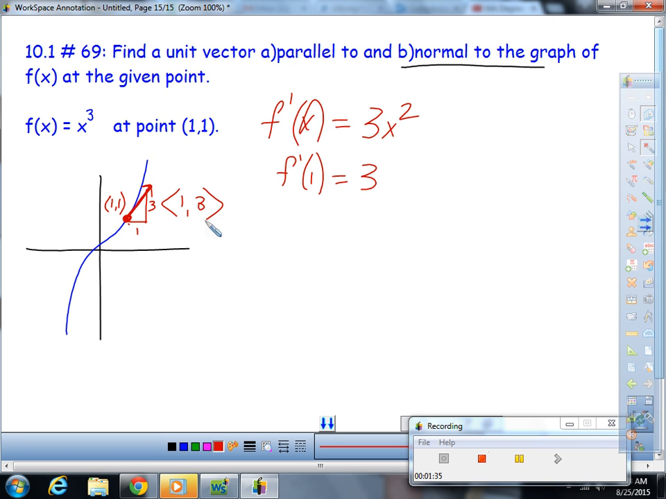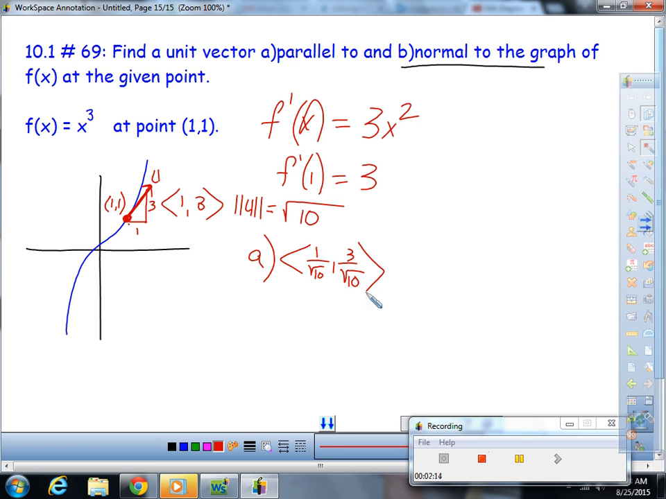So the magnitude of that, let's just call this vector u for now. The magnitude of u is the square root of 1 plus 9, which is radical 10. So for part A, our unit vector parallel to the graph at that point would be 1 over radical 10, comma, 3 over radical 10.